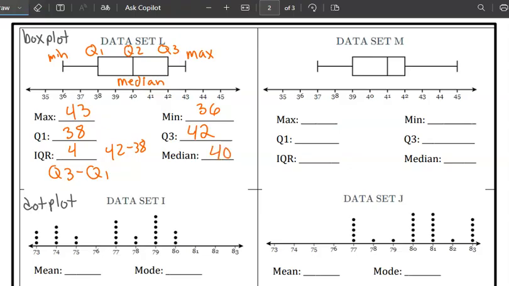Pause the video and identify these values in the box plot for dataset M. Did you also get these values?